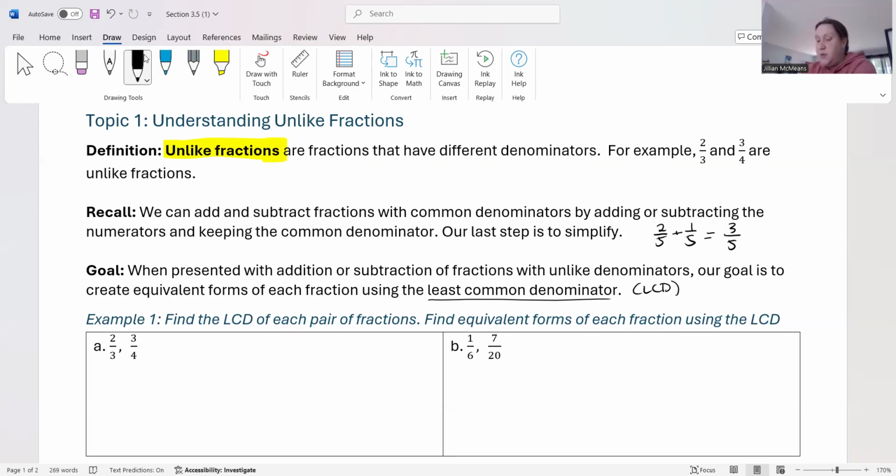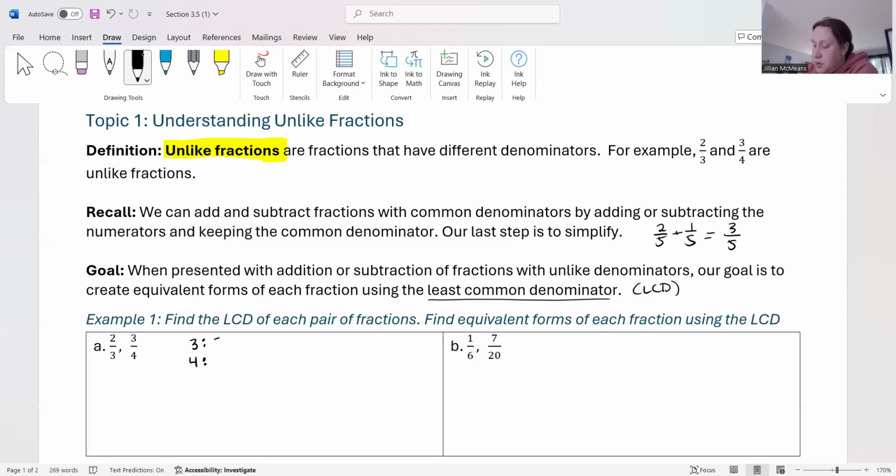There were a couple of different ways that we could find the LCD. So let's practice. For example 1, it says find the LCD of each pair of fractions, and find equivalent forms for each fraction using the LCD. We had two methods. One method was to list out multiples until we found one in common, and the other was to create a table to find the LCD. Let's do one of each here. For part A, let's list out multiples. We have denominators of 3 and 4, so we want to list out multiples of 3 and 4 until we find one in common.